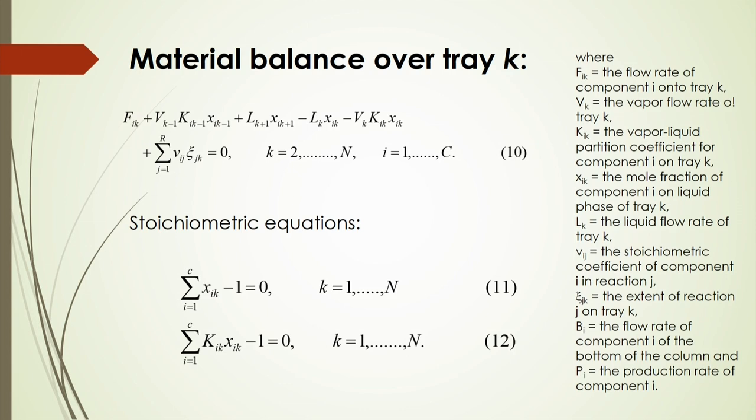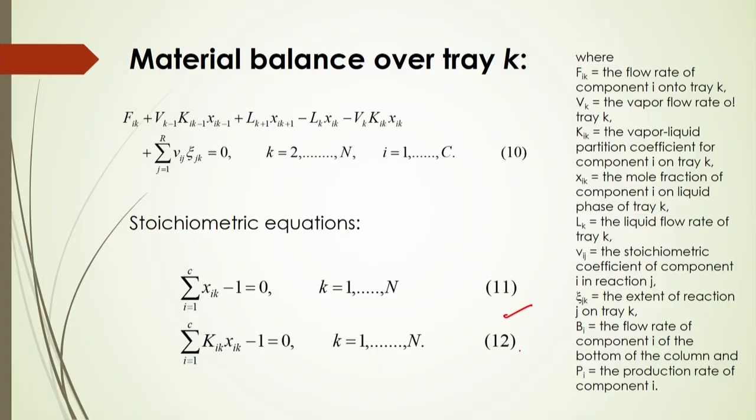After that you have to do the material balance over the tray K. Equation number 10 gives the material balance over the tray K. And the stoichiometric equations are given in equations 11 and 12 in the slide. So, summation of x I k should be equal to 1, and summation of k I k into x I k should be equal to 1. From equations 11 and 12 you can calculate the stoichiometric coefficients. In this case some notations are also given as per equations 10, 11, 12. Those notations are to be considered for understanding the different stream functions and other parameters.